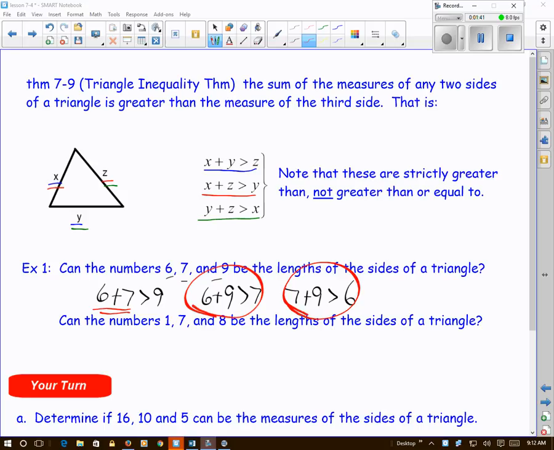So looking at the next one here, we want to know if 1, 7, and 8 can be the lengths of sides of a triangle. We look at, is 1 plus 7 greater than 8? And they are not greater than 8. Therefore, these cannot be the lengths of the sides of a triangle.